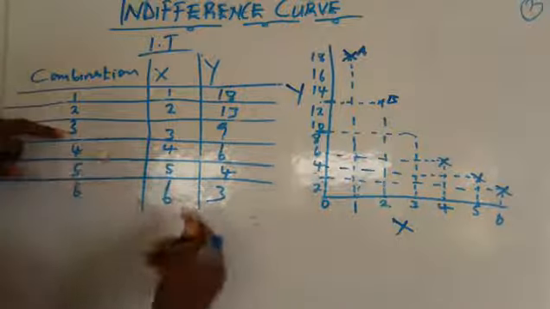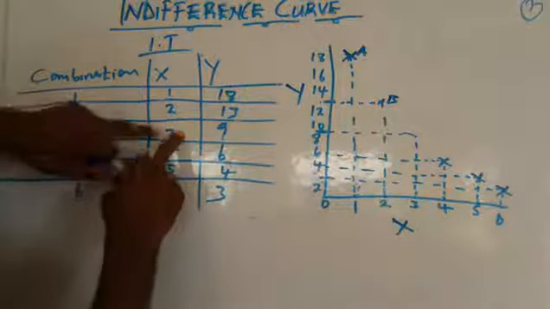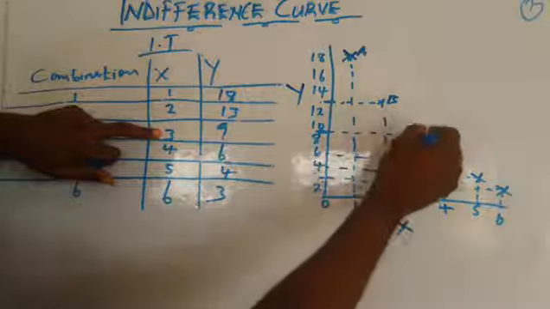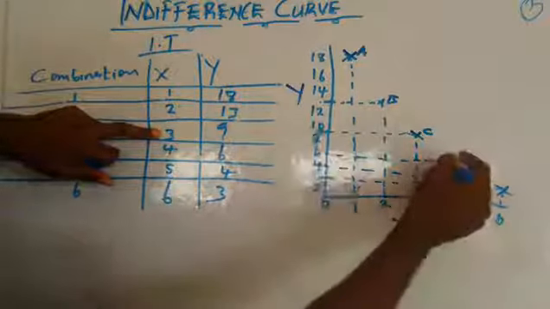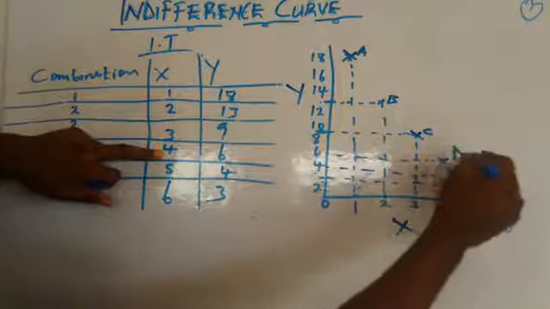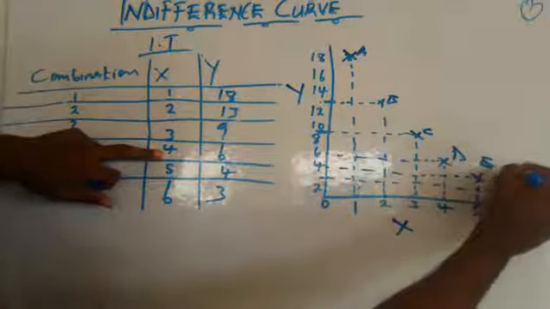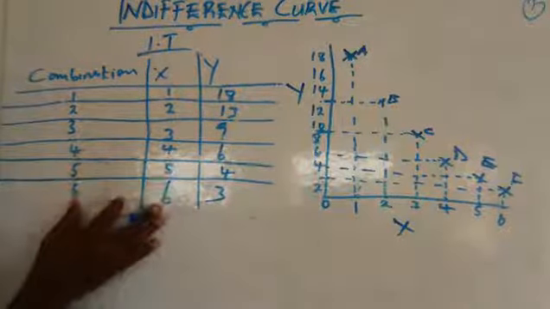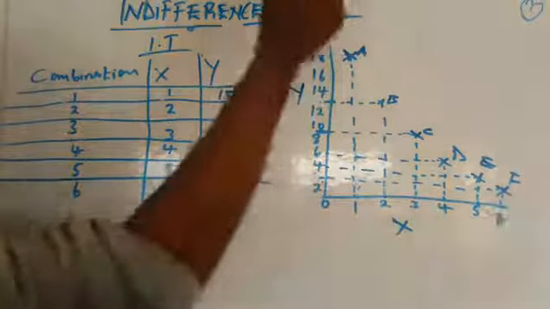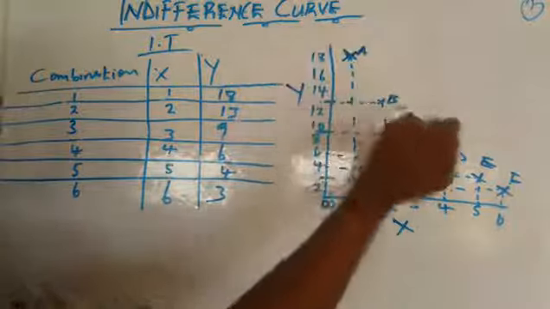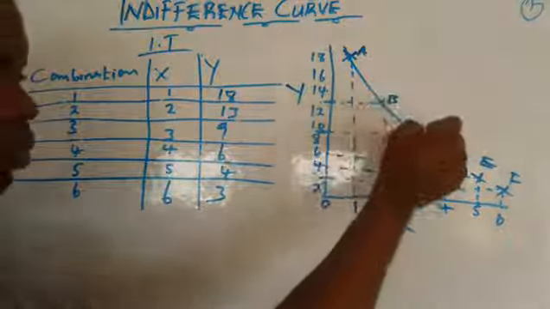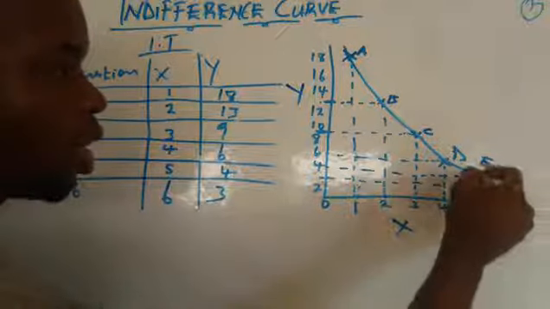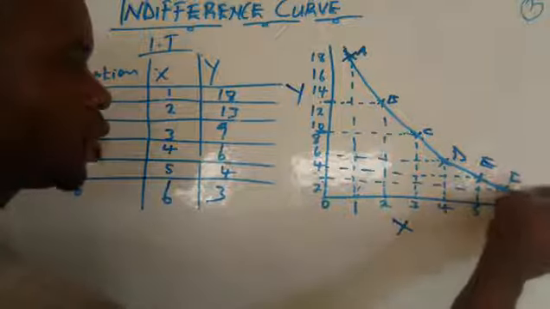Then the same thing, when I want to increase the level of X, then I must reduce the level of Y. So I have 3 of X and 9 of Y, which is C. The same thing I have for 4 and 6, which is D. I have it for this E. Then I have it for this. So this graph now is from the indifference table. Then when I use a line to join all the points together, that line that I use to join them together is called indifference curve. This is my indifference curve.